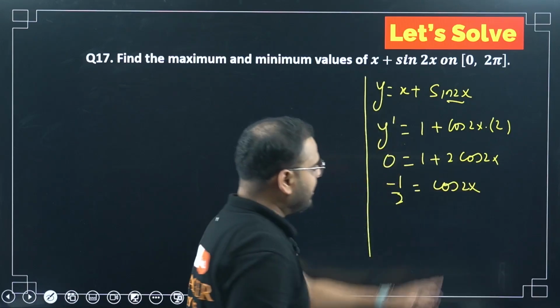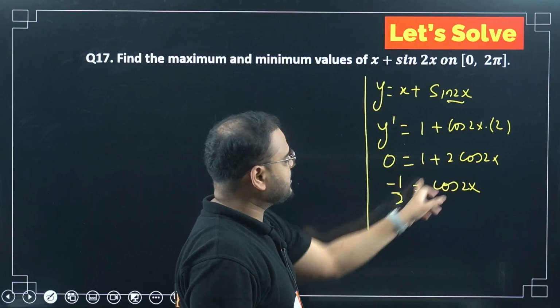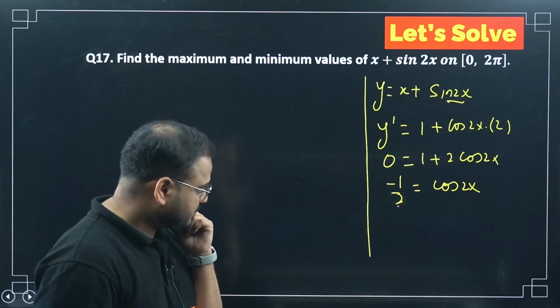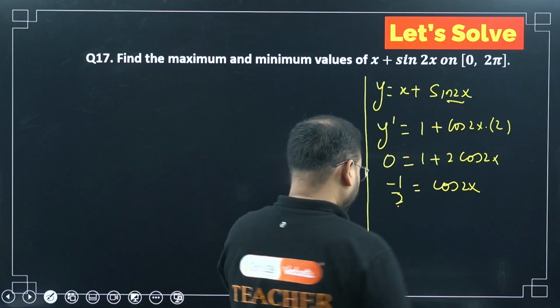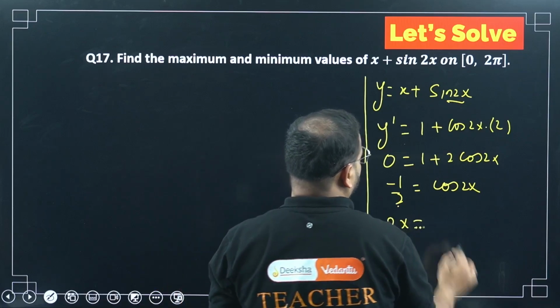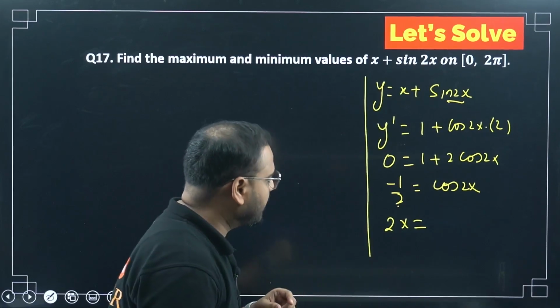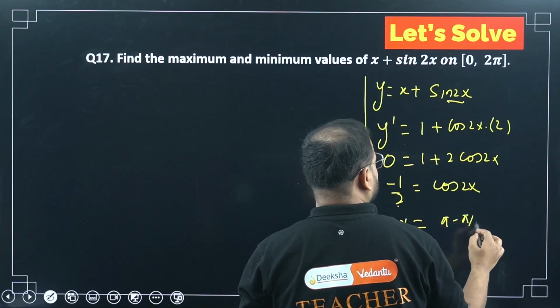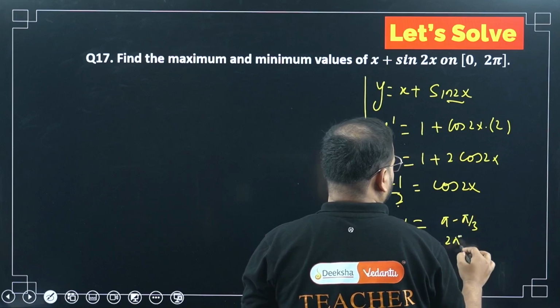How, sir? 1 comes here negative. 2 is in multiplication, so it comes in the denominator. Okay. When is cos minus 1 by 2? Tell me. When will 2x be what? Pi minus pi by 3. Understand this? So 2 pi by 3.